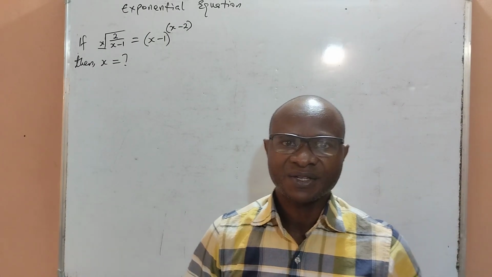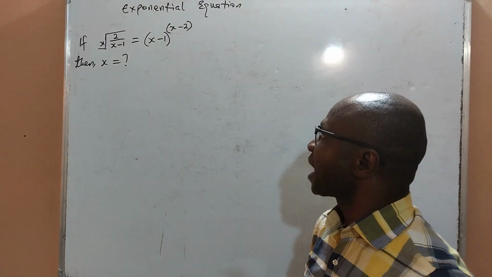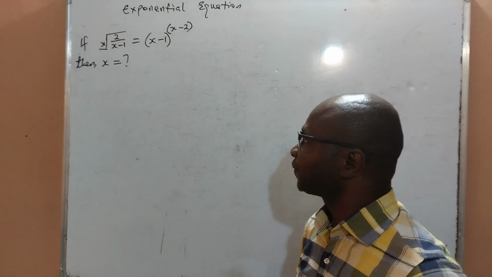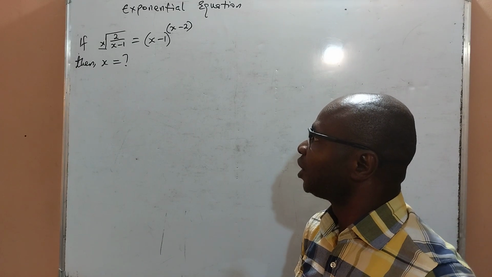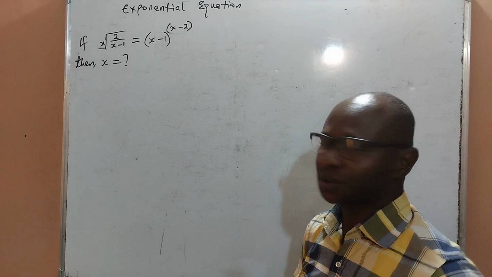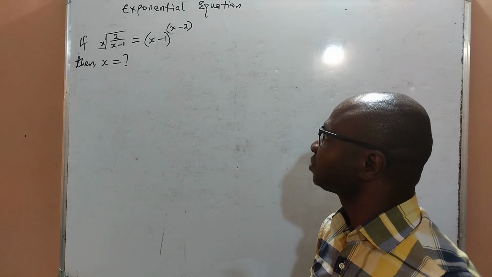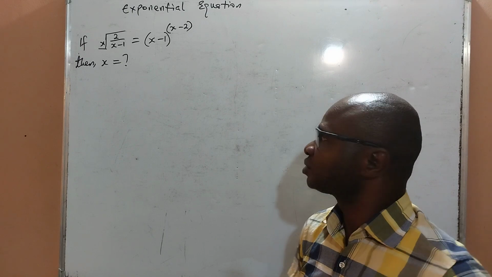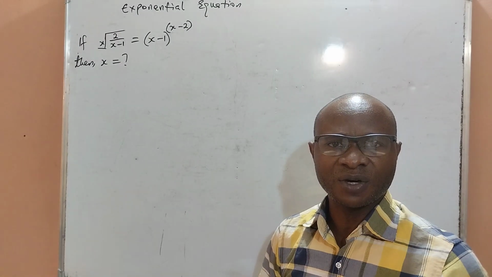In today's math class, we want to solve an exponential equation. If the x-th root of 2 over x minus 1 is equal to x minus 1 raised to the power x minus 2, then what should be the value of x?